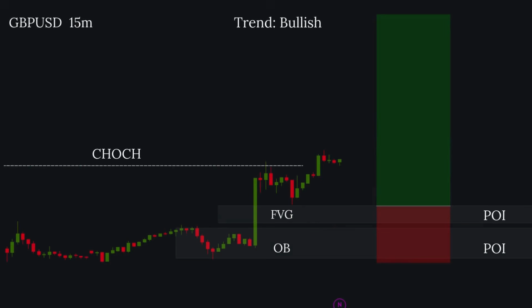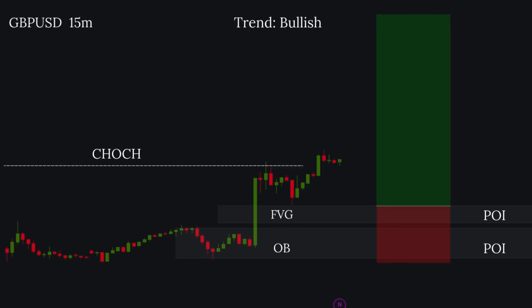Finally, we drop down to the lower time frame for precision execution, using the structure shift method to confirm our entry. On the 15-minute chart, notice that the market is already bullish. This simplifies our job. What we now need to see is a liquidity grab if one is present, followed by mitigation of our pre-marked 4-hour point of interest, and then a bullish candlestick confirmation pattern to trigger the entry.